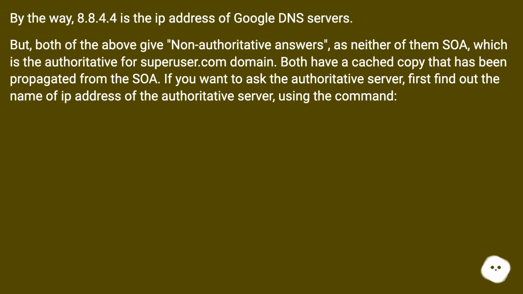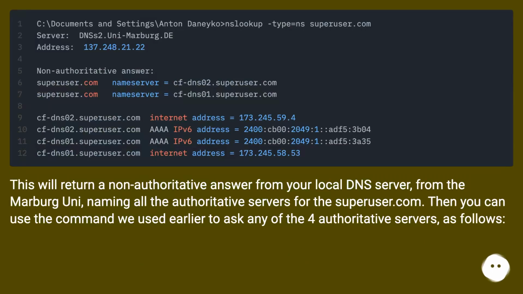If you want to ask the authoritative server, first find out the name or IP address of the authoritative server using the command. This will return a non-authoritative answer from your local DNS server at the Marburg Uni, naming all the authoritative servers for superuser.com. Then you can use the command we used earlier to ask any of the 4 authoritative servers, as follows.